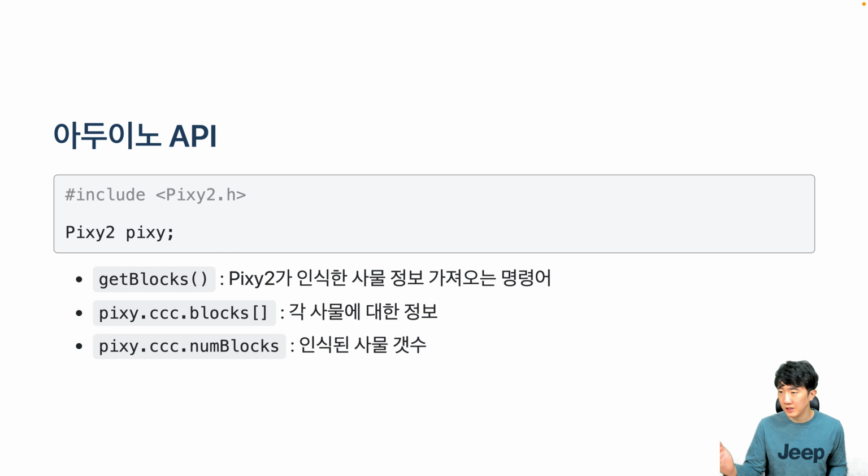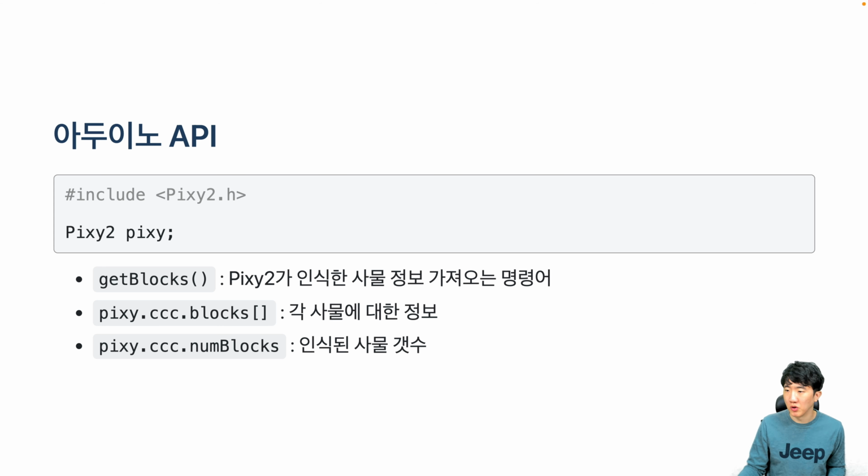First, assuming that you already have the Arduino library installed on your PC from the previous session, if you want to use the Pixy2 library, you need to include it and declare that you will use the Pixy2 library as shown. Next, you control Pixy2 using an object called Pixy2. So, you input Pixy2 and a variable name to control it.